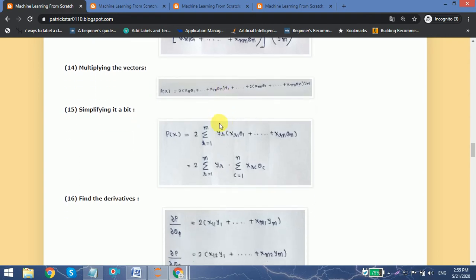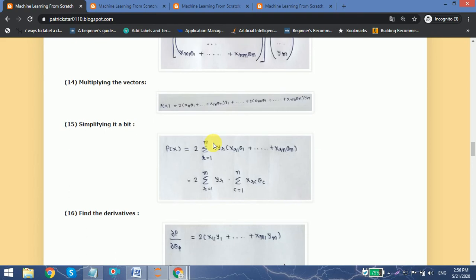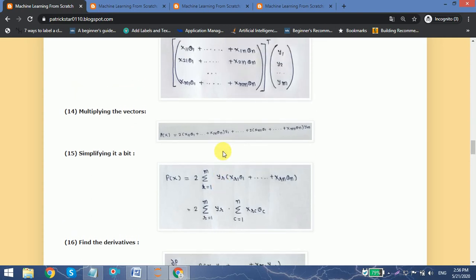Okay, so now we are going to simplify this equation a little bit more. Here we can say that we are going to go from row 1 to m, since we have m number of rows here and n number of columns here. So we are going to add from row number 1 to row number m, and suppose we start from r equals 1, then this will be x11 into theta 1 plus up to plus x1n into theta n. So this is the first row basically, and we are going to do the same for the m number of rows.